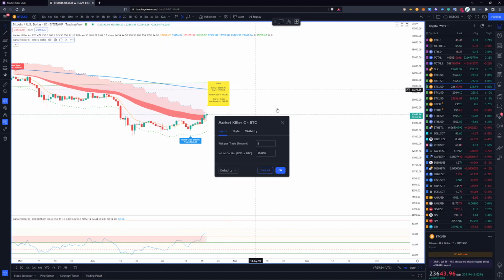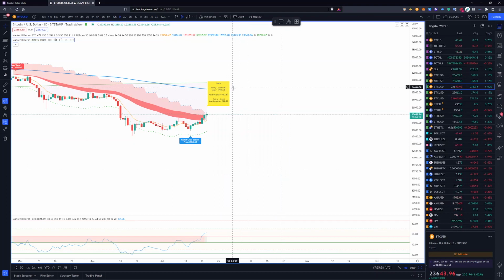This is Market Killer C. It is a position risk size calculator. Here you can input how much you want to risk per trade and what is your initial capital in US dollars or BTC. You press OK, and it will give you the entry price, which is the price that we are right now, the stop loss price, the position size that you should take, the risk amount that you are using, and the loss amount if your stop loss gets hit.